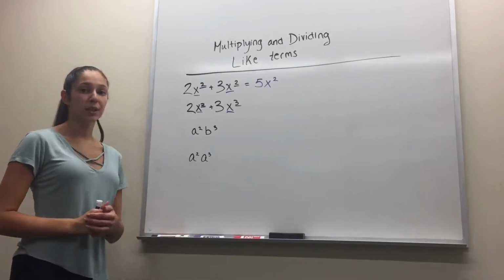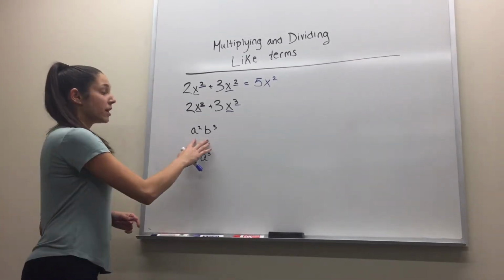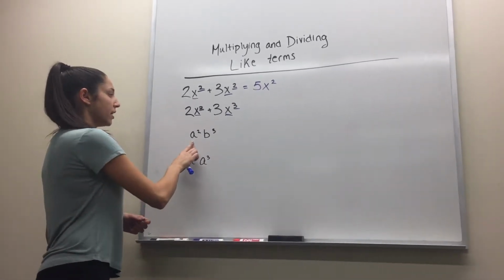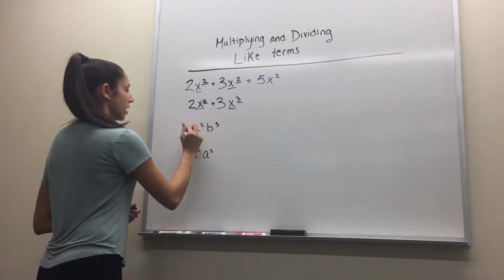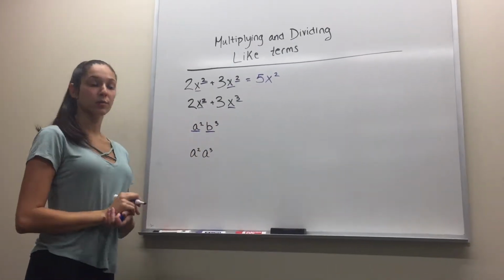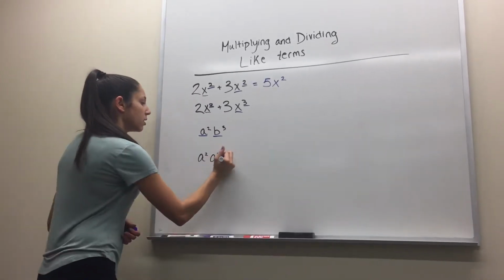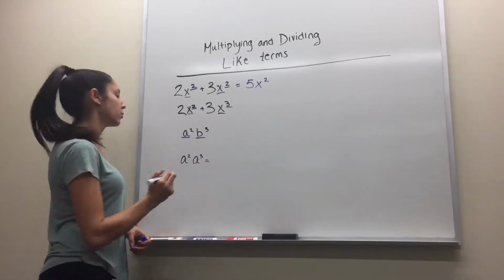Now, with multiplication, it's a little different. For multiplication, we need to make sure that they have the same bases. The exponents don't matter in this case. So here, we have an a squared times a b cubed. Well, there's nothing we can really do to this because our a and our b are two different terms. But here, we have an a squared and an a cubed. So what we do when we multiply variables, we always add the exponents.